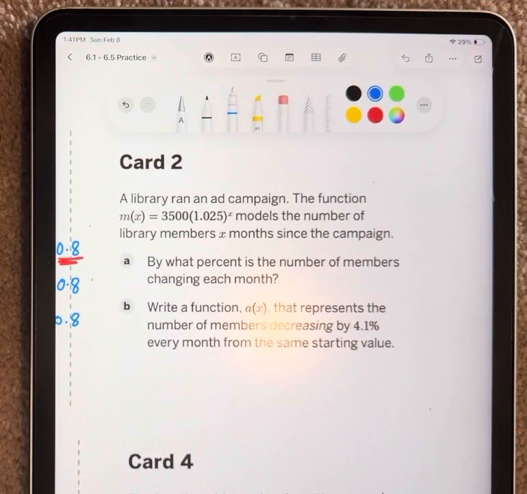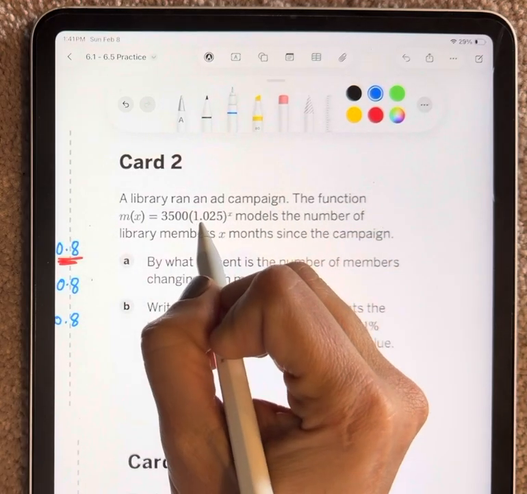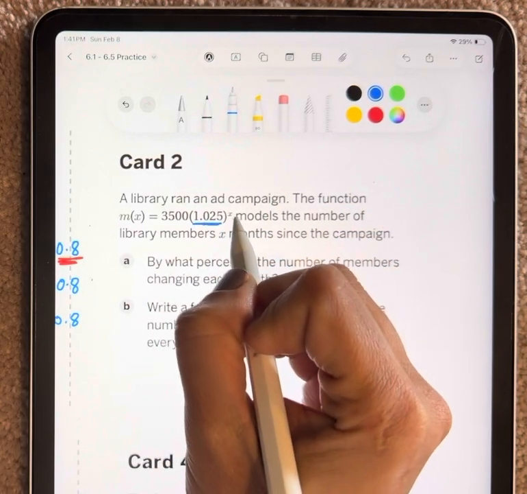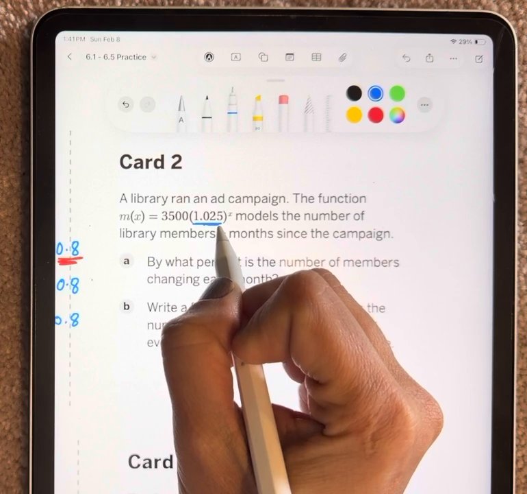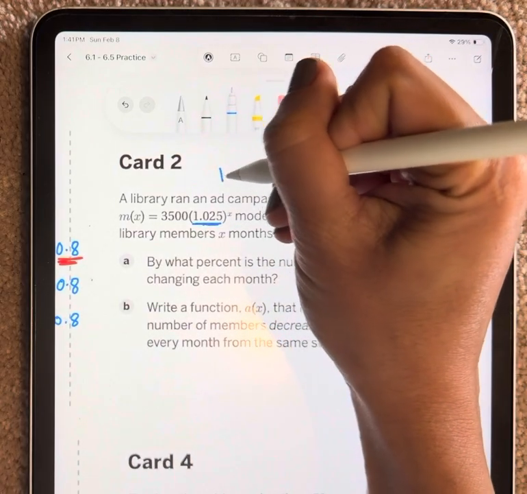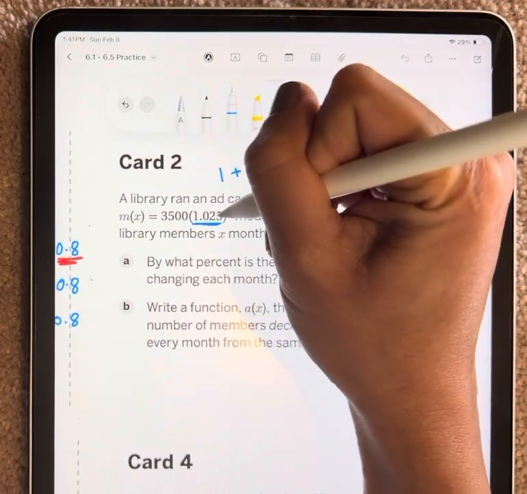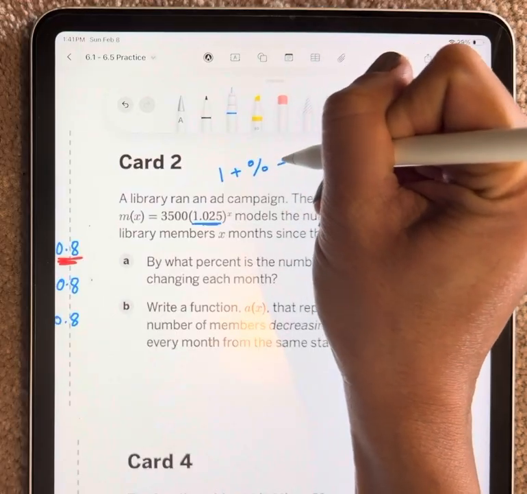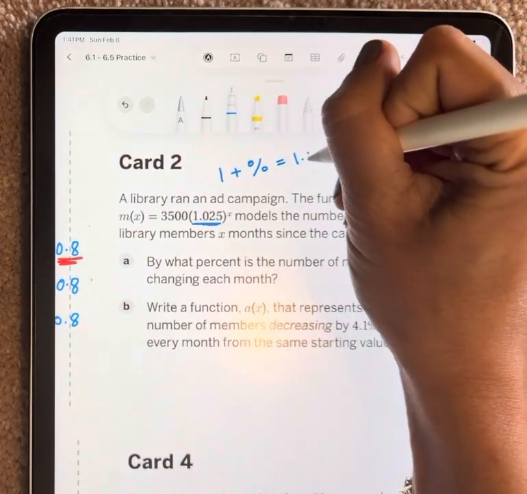A library ran an ad campaign. The function blah blah blah models a number of library members X months since the campaign. Very realistic. It looks like we do have growth because this number right here, the one that has the exponent, is more than 1. However, it's barely more than 1, so we have very slow growth, okay? This number, 1 plus this, our percentage rate, is the number that we're looking at, 1.025.